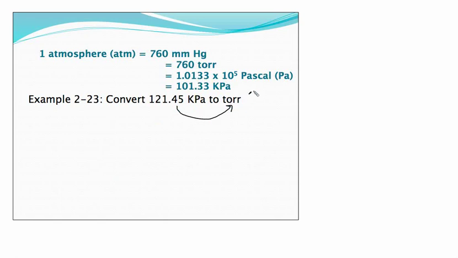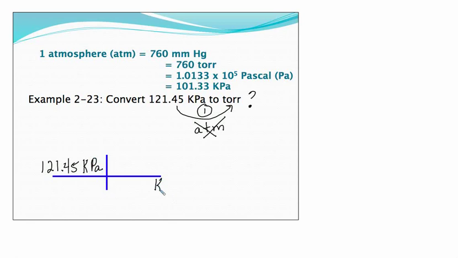We're taking 121.45 kilopascals. We want to know how many torr it is. Now you may think that you need to go through atmospheres, but we can do this in one step. We don't have to go through the atmosphere the way we've memorized these. So I'm going to start with my given, and it's going to be a one-step problem. I have 121.45 kilopascals. I want to get rid of kilopascals, and I want to go to torr.